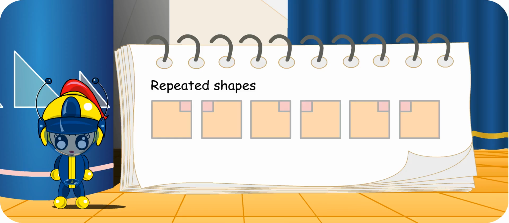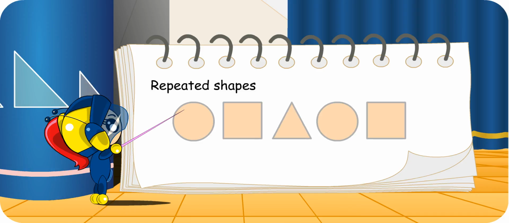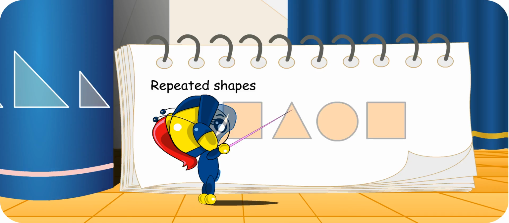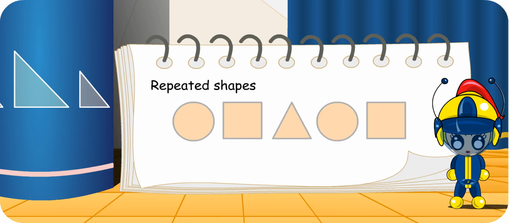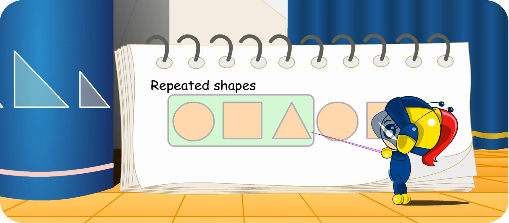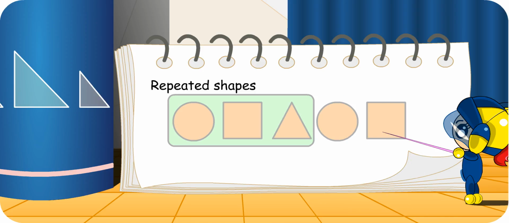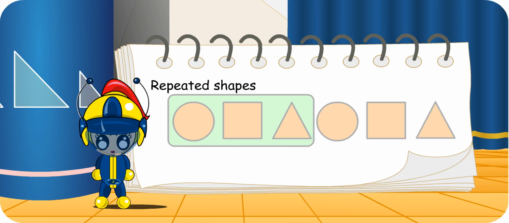We can simply look at the shape or shapes and find out where the set ends and repeats. For example, circle, square, triangle, circle, square. In this pattern, the set consists of circle, square, and triangle. From studying the set, we know that after the circle and the square comes triangle next. Very good, Turbo Girl. That's all for today.